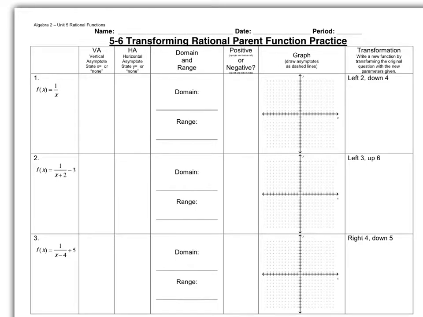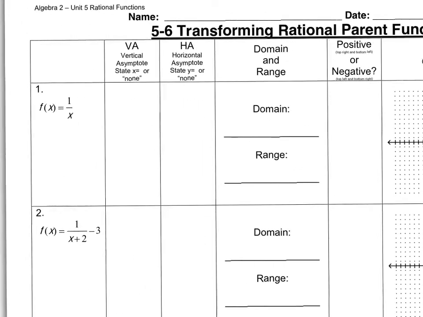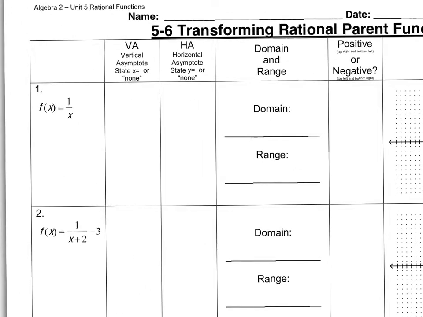We're going to be showing you 5-6, transforming rational parent functions, with Seth Meyer and Chase Miller. So we'll start out on question 1, which is the parent function 1 over x, and your first step is to try and find your vertical asymptote and your horizontal.